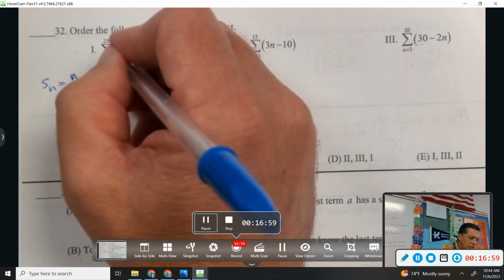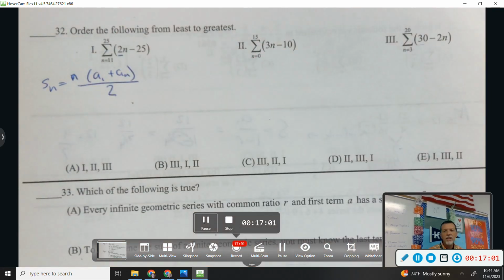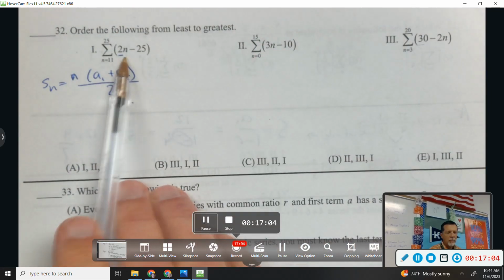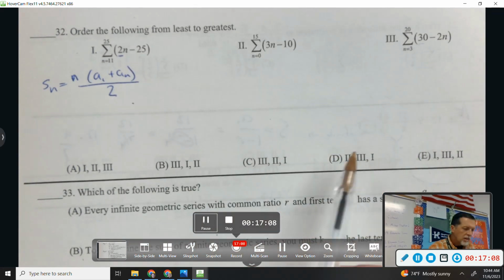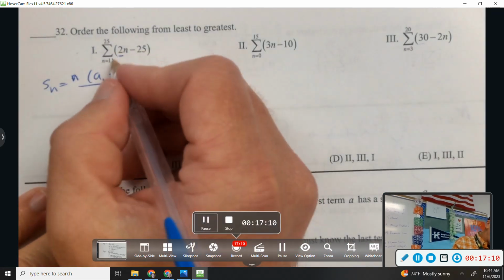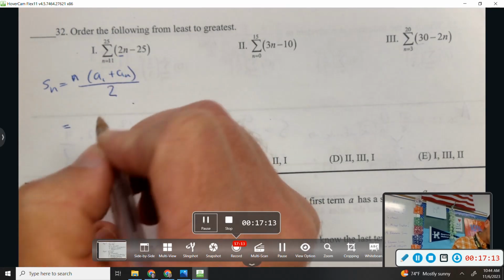Because there's a 2n, a 3n, there's not an exponent. So this one we're adding 2 each time, this one we're adding 3 each time, this one we're subtracting 2 each time. Now I see part of why they picked this problem.